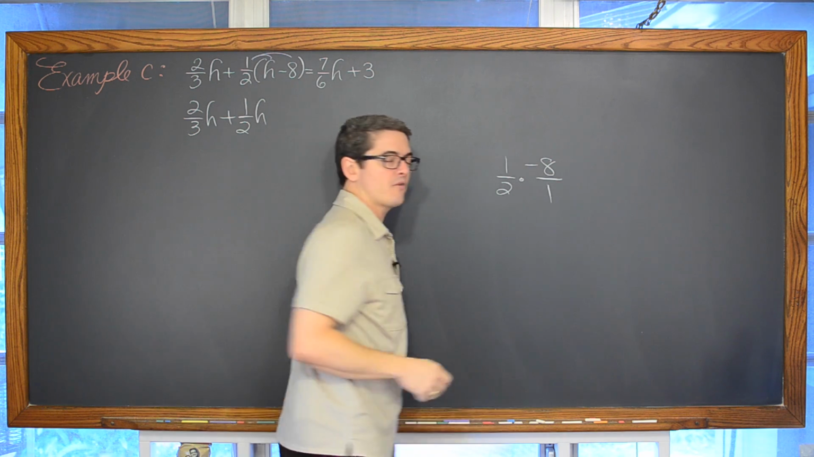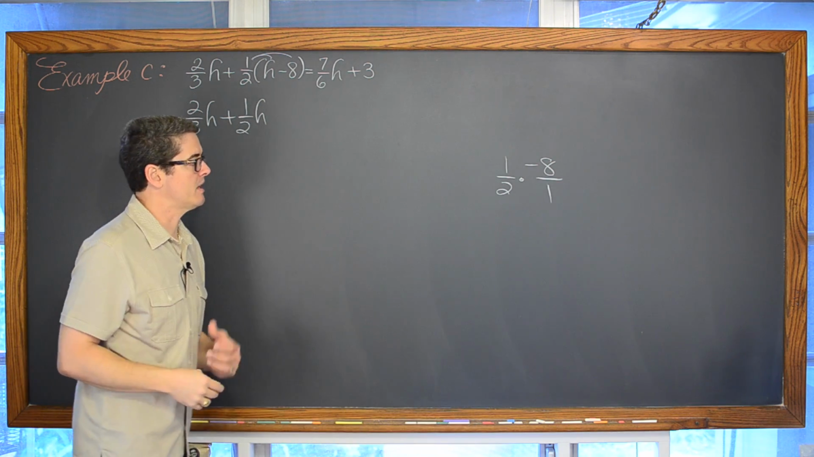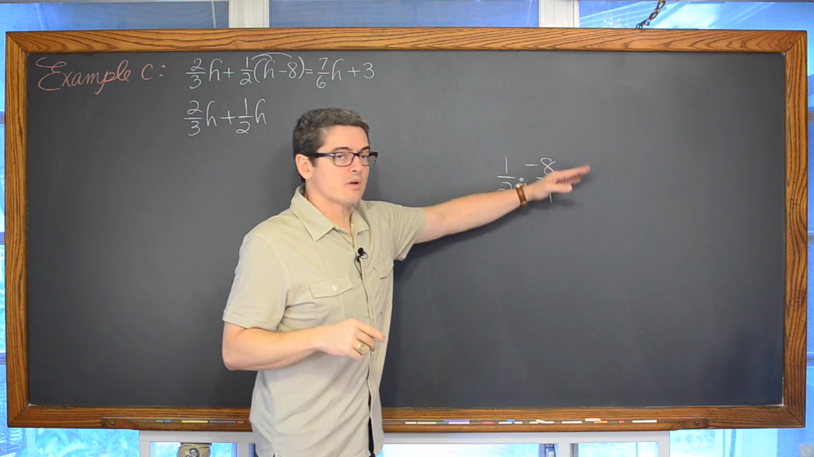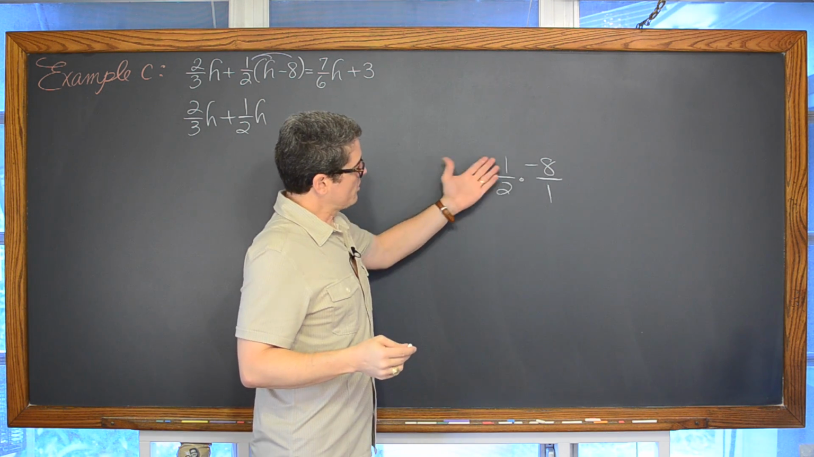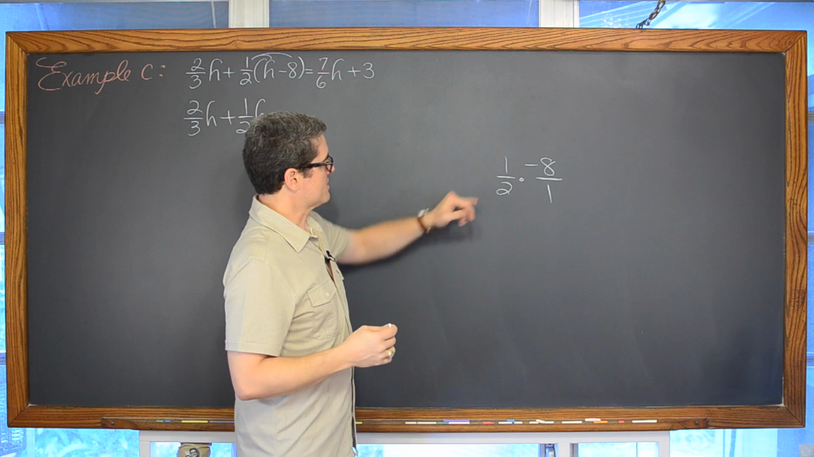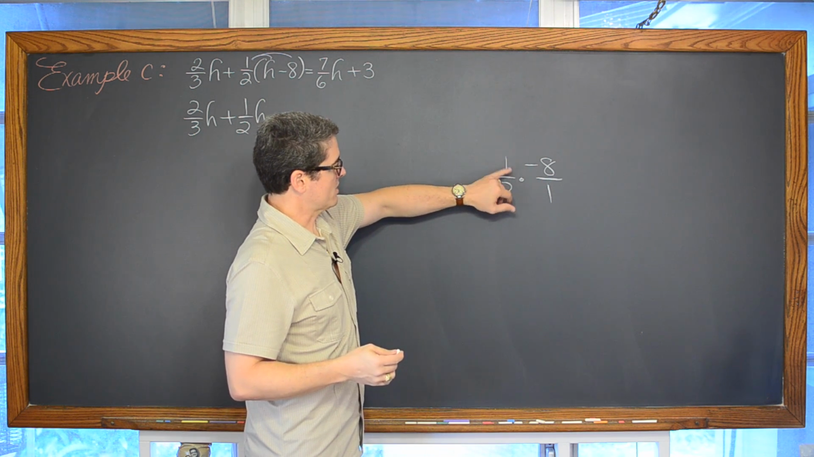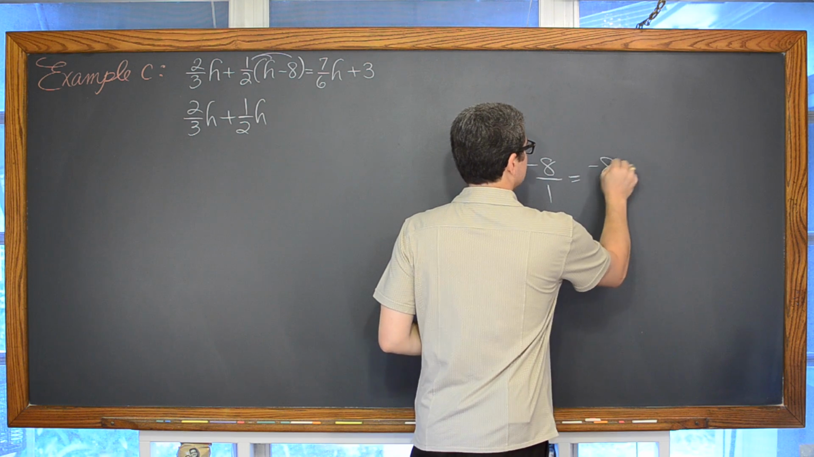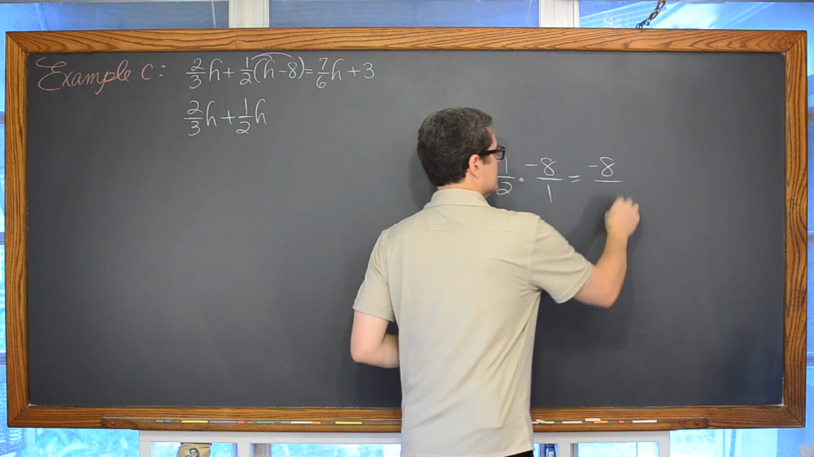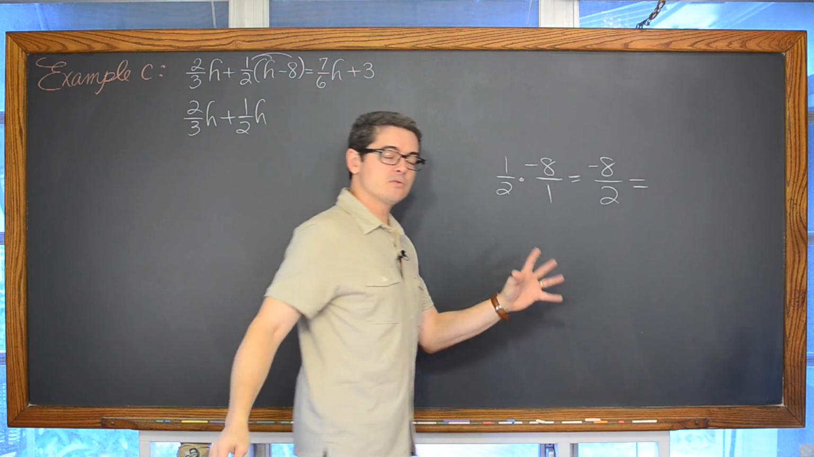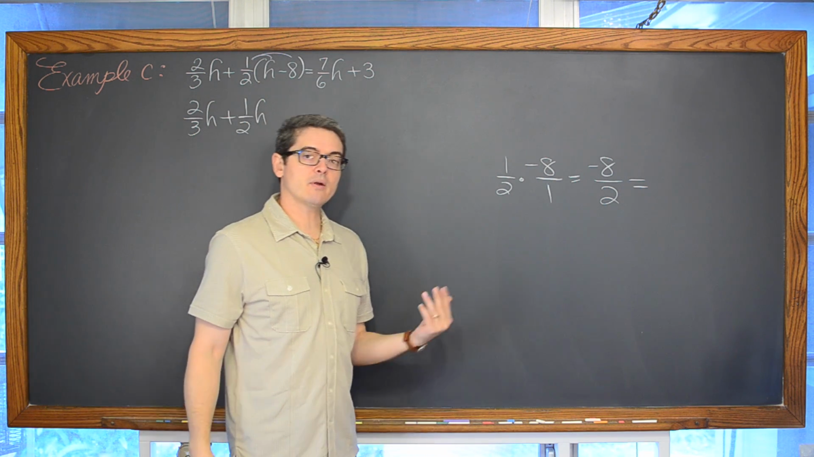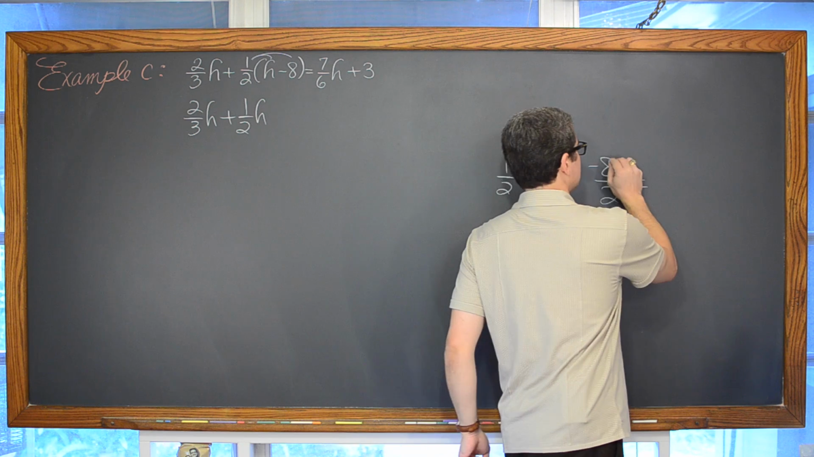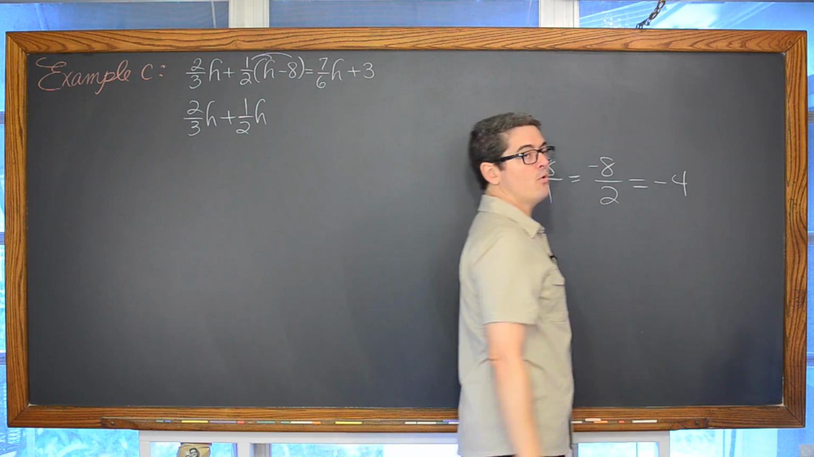When you're working with fractions, you should have those numerators and denominators all line up, or basically just have everything look like a fraction, and you go straight across. Or you can reduce before you multiply. I think for this one, I'm going to multiply straight across first. We have 1 times negative 8 is negative 8, and 2 times 1 is 2. And we're going to reduce that fraction. Both the numerator and denominator have a common factor of 2, or we can just divide by 2. And we get negative 8 divided by 2 is negative 4.